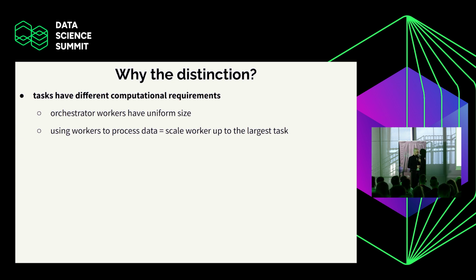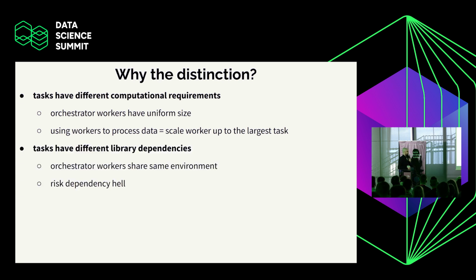And orchestrator workers typically have uniform size. For example, in Airflow, you have one Python server process size. So if you wanted to use orchestration workers for data processing, you actually would need to scale your workers up to the largest task. And for example, use 15 gigabytes of RAM for each and every small orchestration task. This is clearly a bad idea. So you should not do this.